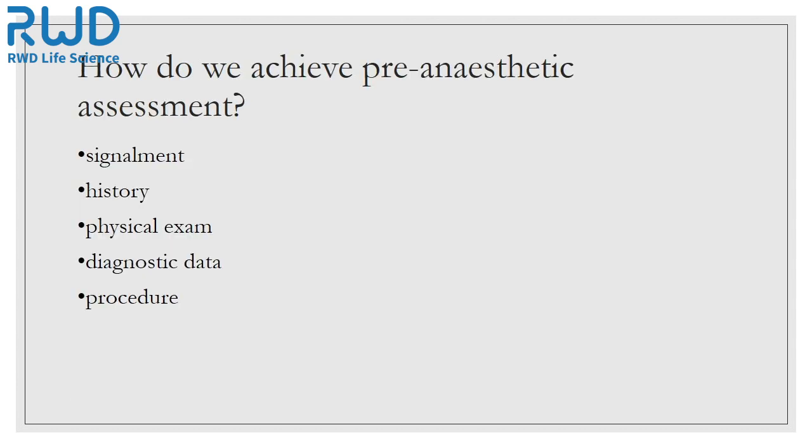How do we achieve pre-anesthetic assessment? In our hospital, we normally run things in this order. We first take information from the patient, which is signalment plus history. We run a physical exam on our patient. We collect diagnostic data. Sometimes we run blood work. Sometimes we get blood results from another hospital. And the thing that most of us overlook is the procedure that we do to our patient.